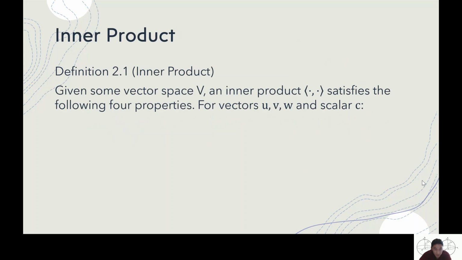Given some vector space V, an inner product satisfies the following four properties. For vectors u, v, and w, and a scalar c, first we have that the inner product of u plus v with w equals the sum of the inner products of u and w and of v and w. The second property states that the inner product of a scaled vector cv and a vector w is equal to the inner product of v and w scaled by c. Together, the first two properties make up what we call bilinearity in the first term.